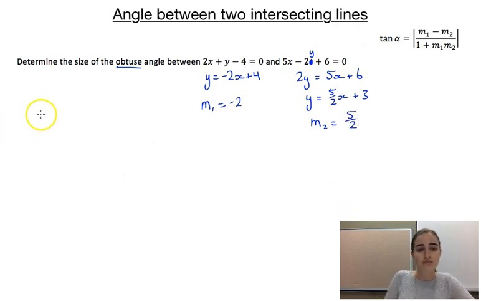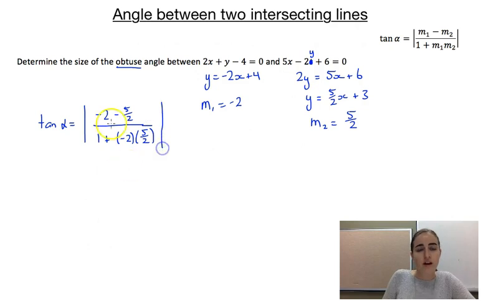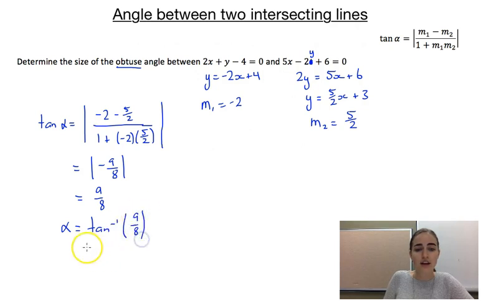So now we can substitute in. So we're going to have tan alpha equals the absolute value of minus 2 minus 5 over 2 all over 1 plus minus 2 times 5 over 2. If you put that whole thing in your calculator, we'll end up with minus 9 over 8, which is, of course, the absolute value of minus 9 over 8 is just 9 over 8. So then to find alpha, we're going to have tan inverse of 9 over 8, which will give us, correct to the nearest minute, 48 degrees and 22 minutes.